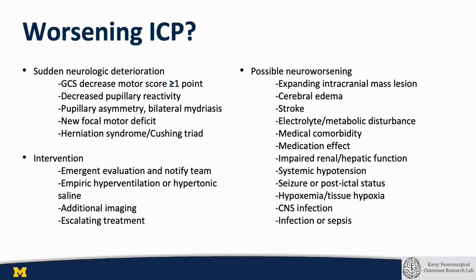So how do you intervene in these situations? Well, they should be noted. The team should be notified, including the neurosurgeon and the neurocritical care provider. Some empiric hyperventilation or hypertonic saline could be used, along with additional imaging to evaluate if there's a new bleed or a new problem in the brain, a new stroke, and escalating the treatment appropriately using that tiered algorithm.